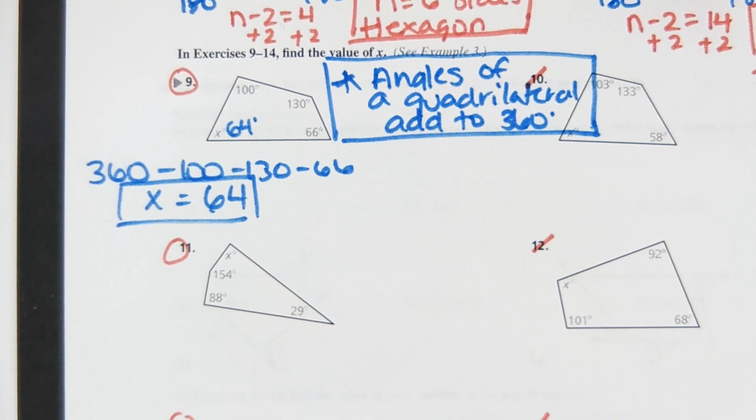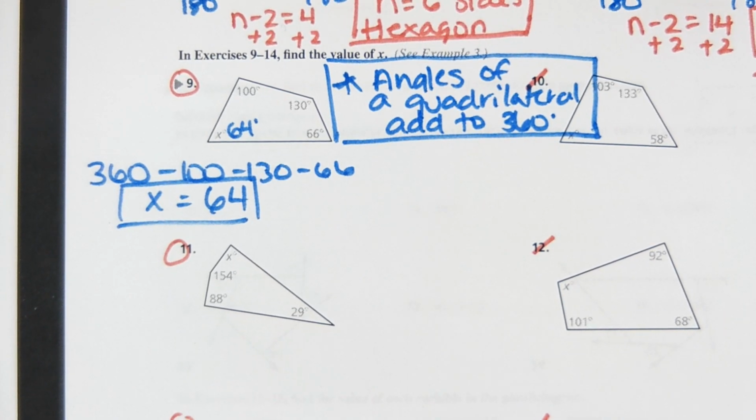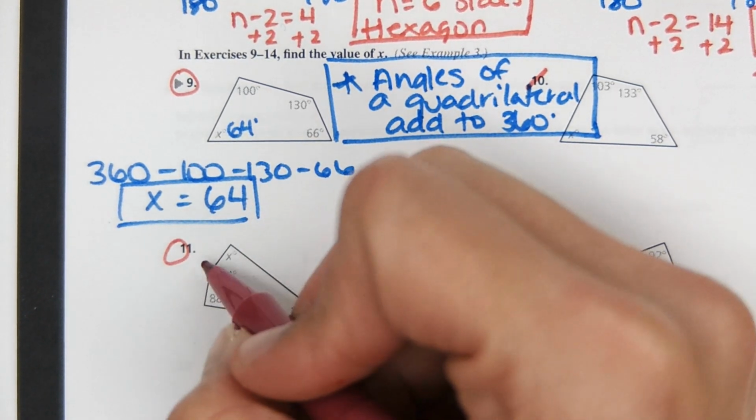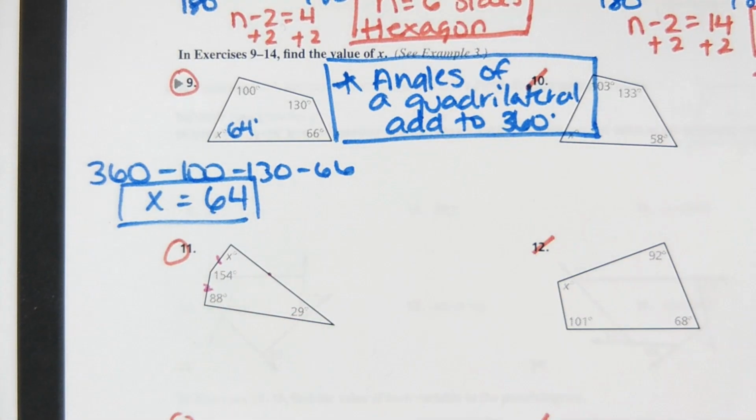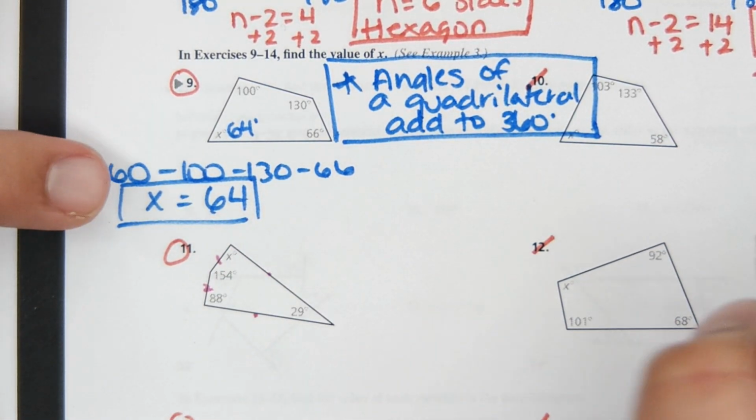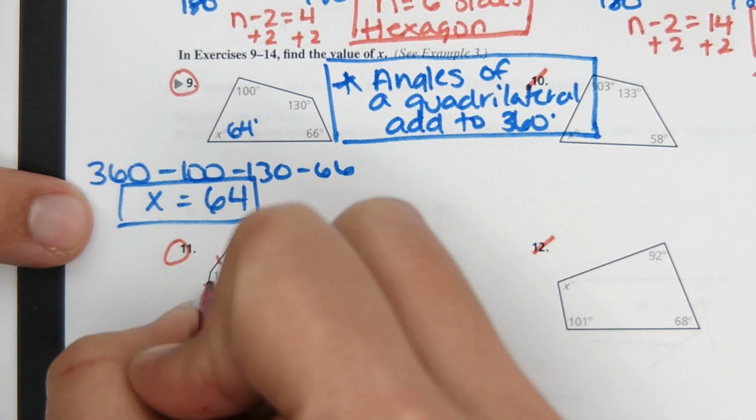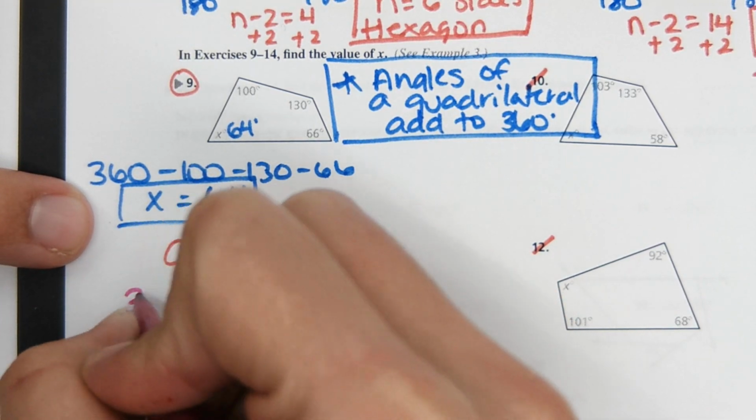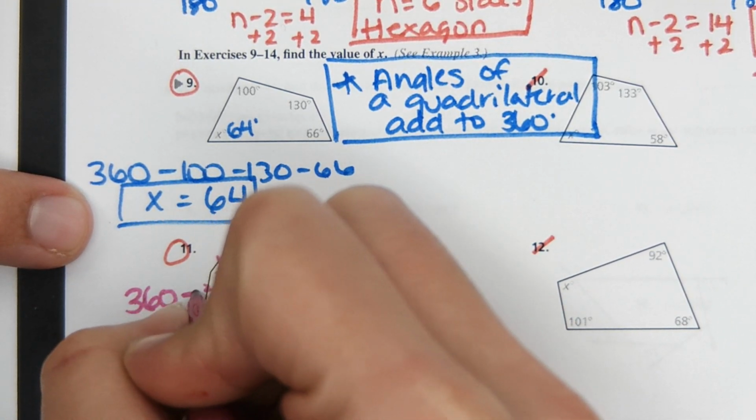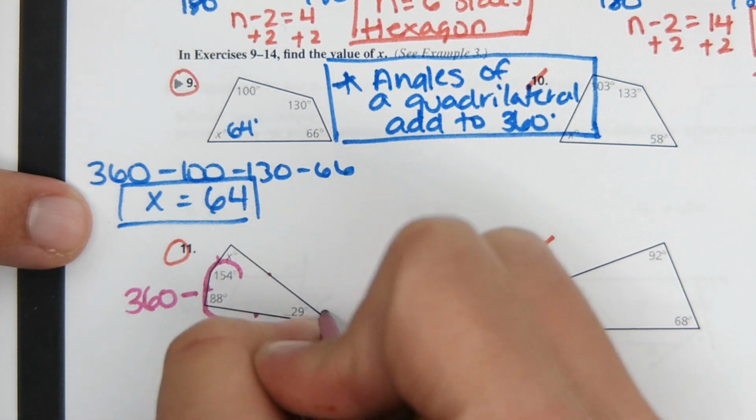Right. Number 11 is the same type of problem. It's a quadrilateral. It has 1, 2, 3, 4 sides. Something I like to do to save myself a little bit of work in showing my work is, like, all these angles add to 360, so I'm going to show 360 minus, and just circle these numbers.